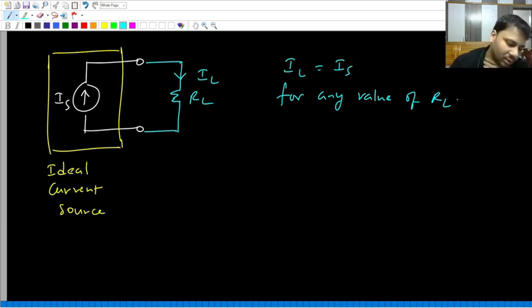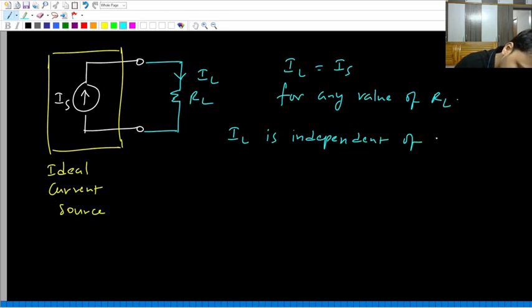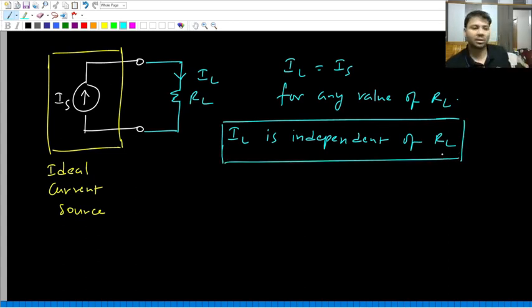So whatever be the value of the load resistance, IL will be equal to IS. So can we say the load current is independent of load resistance? Yes or no? Irrespective of the value of the load resistance, always the load current will be equal to the value of the current source, because the load is directly connected across an ideal current source. So load current IL is independent of the load resistance RL. This is the observation that we have to make. The load current is independent of the load resistance.